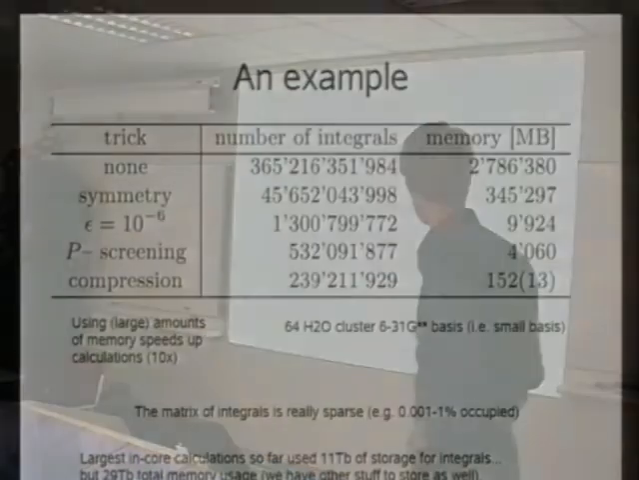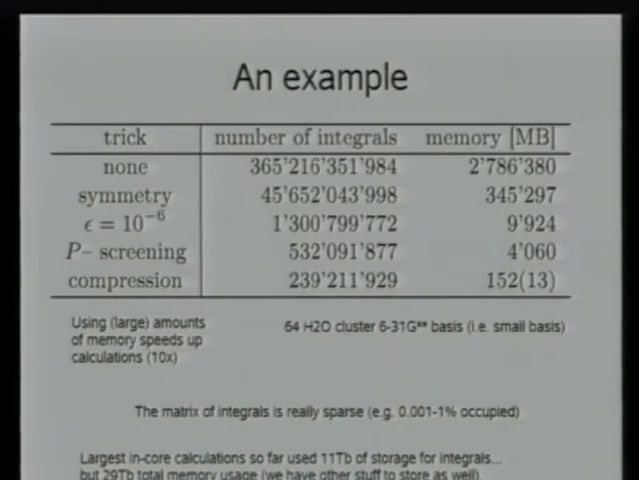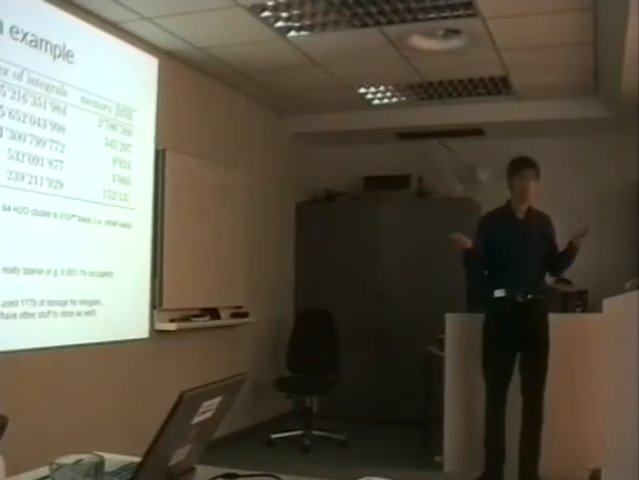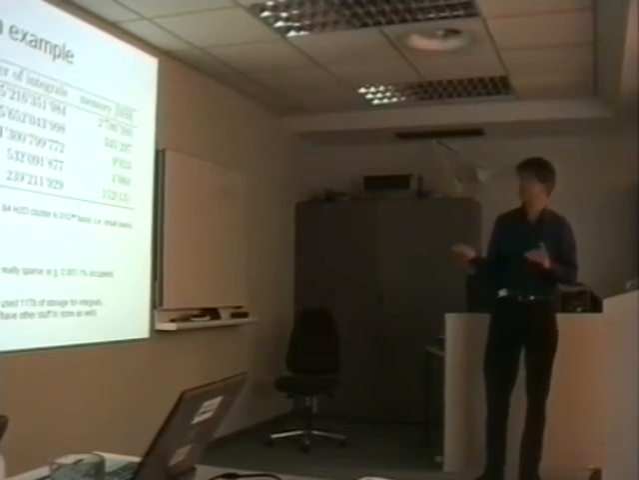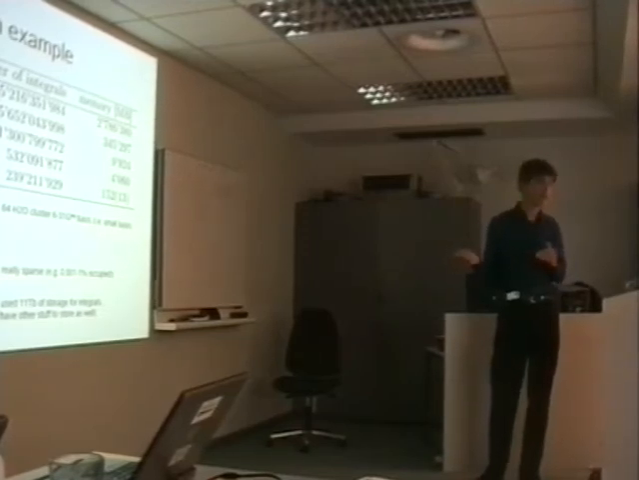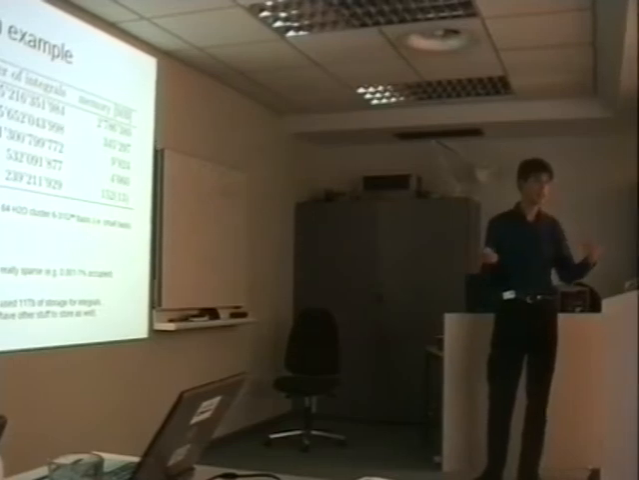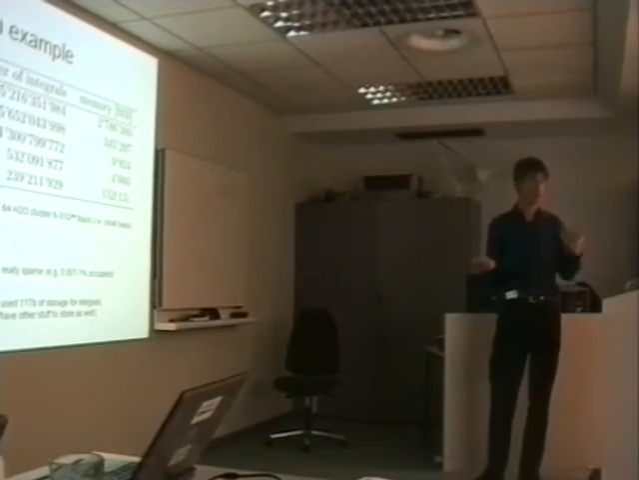It's a very small system for current standards. You see, if you have no trick implemented, the number of integrals is really incredibly large. By using symmetry and by having thresholds on these matrix elements, we can reduce from something like 3 terabytes of storage to ultimately less than a couple of megabytes for such a system. So it's very efficient to screen away and to compress elements.